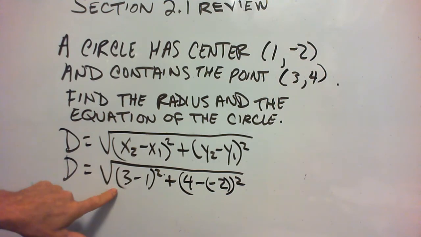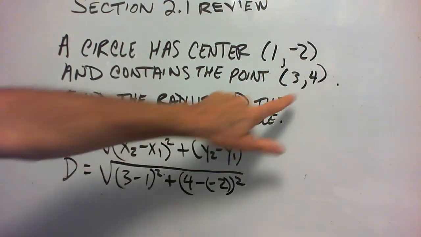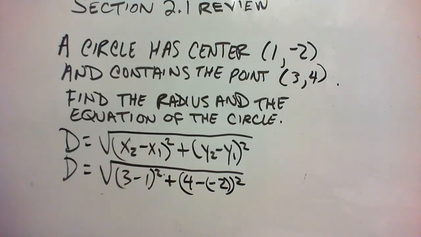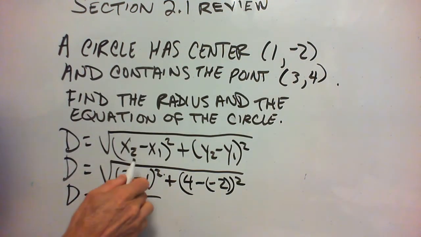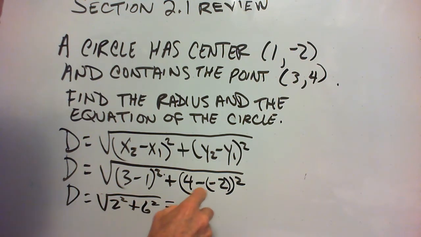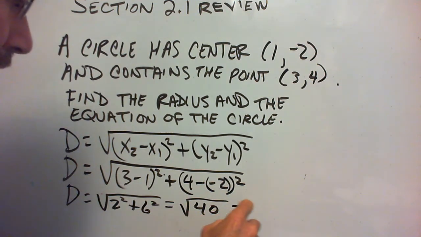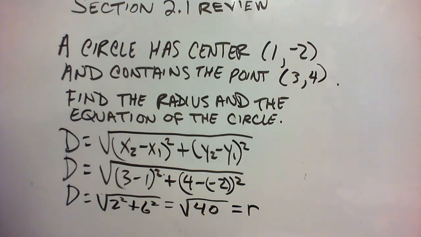So we plug in those x values, 3 minus 1, and 4 minus a -2. And so we get a distance of the square root of 2 squared plus 6 squared, which is square root of 4 plus 36, square root of 40. So that distance is the radius of the circle. That's the distance from the center to any point on the circle.